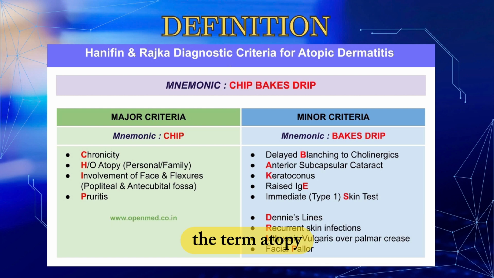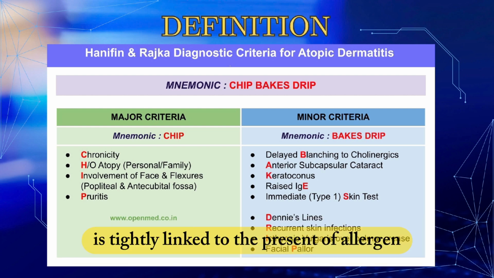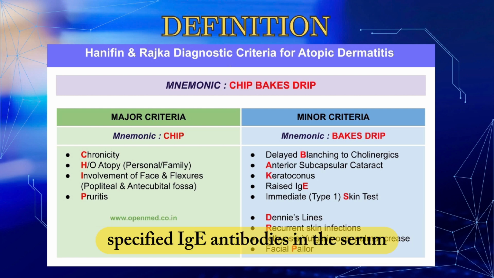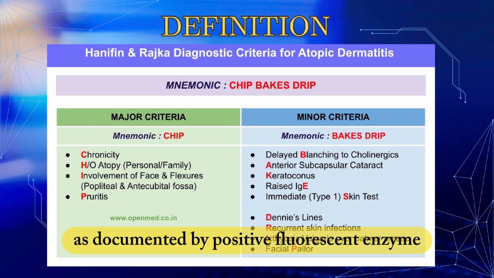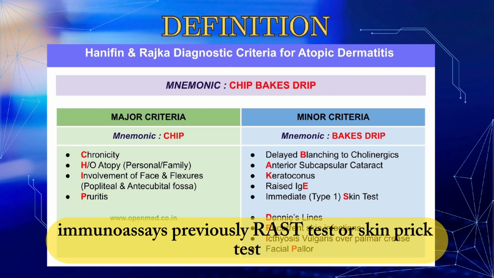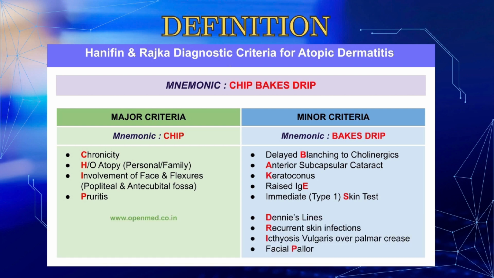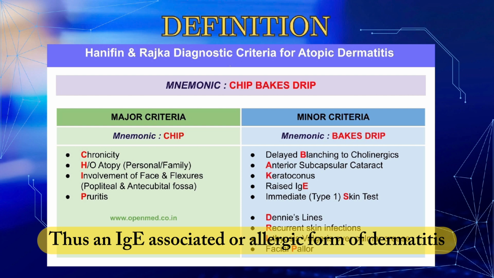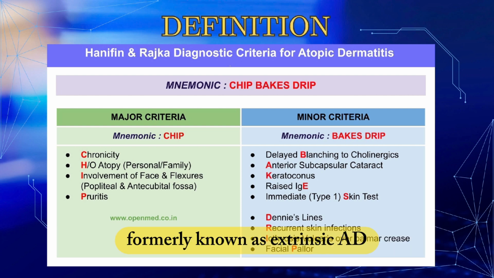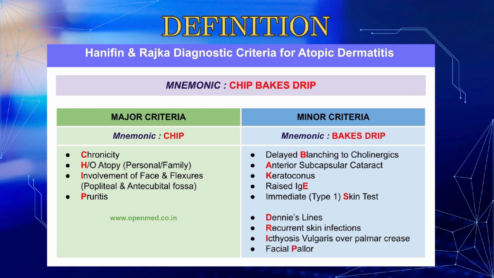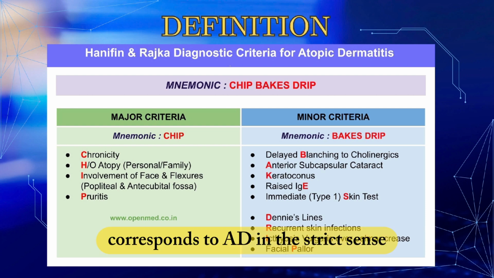Organization, the term atopy is tightly linked to the presence of allergen-specific IgE antibodies in the serum, as documented by a positive fluorescent enzyme immunoassay, RAST test, or skin prick test. Thus, an IgE-associated or allergic form of dermatitis, formerly known as extrinsic AD, corresponds to AD in the strict sense.